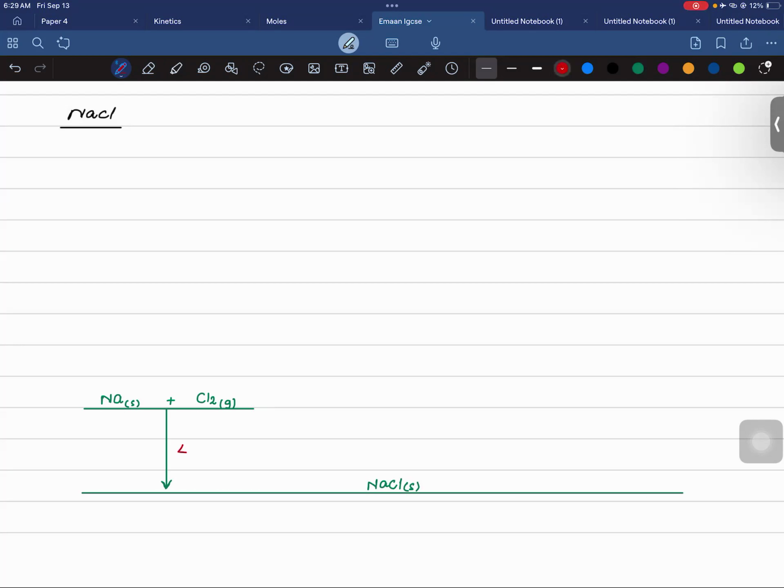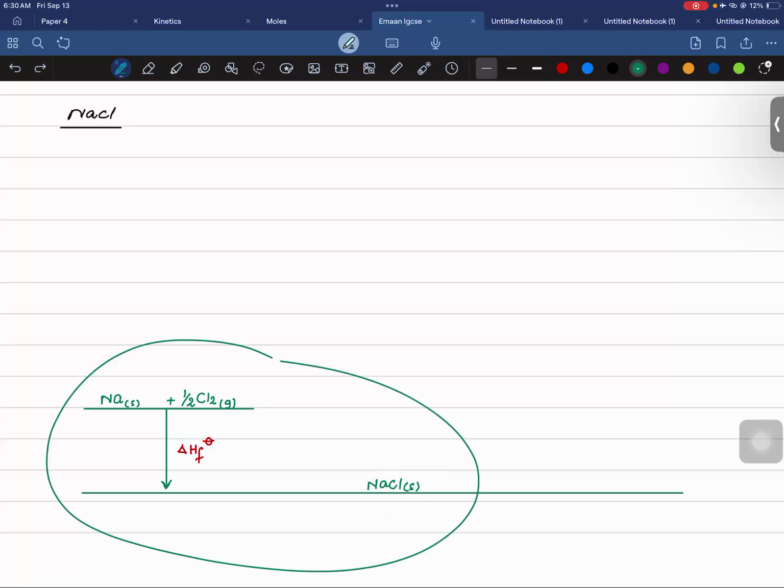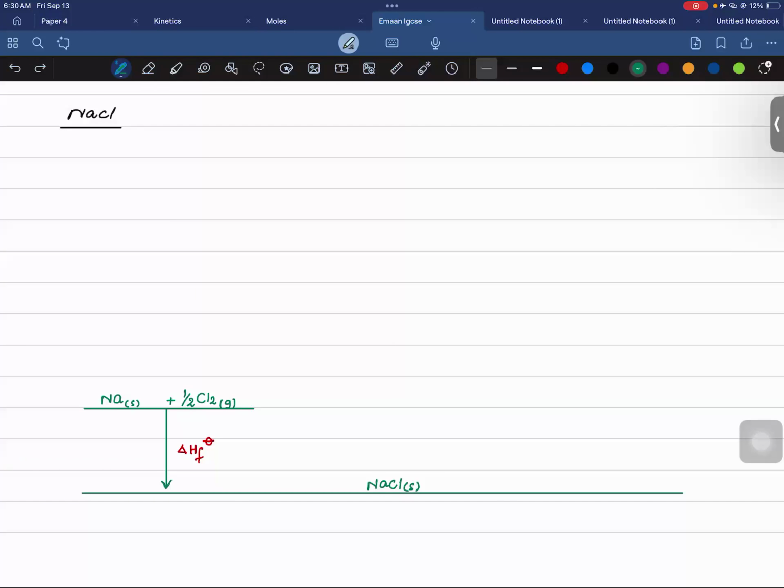The name of the process is enthalpy change of formation. I'm supposed to put a half over here to balance this equation, because this is one chlorine and the standard form of chlorine is Cl2 gas. Now this is a balanced equation and this process is known as enthalpy change of formation.